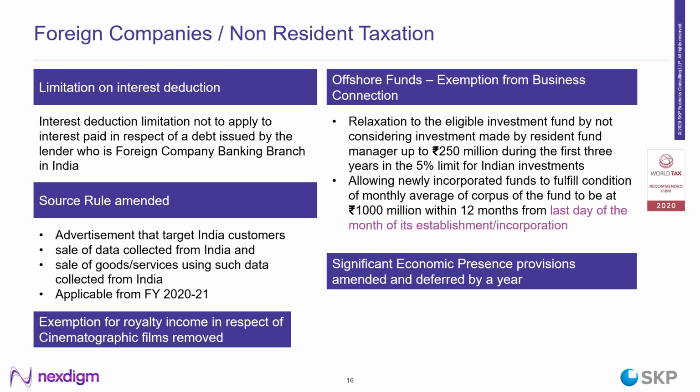Another addition was sale of data collected from India and sale of goods and services using such data. So if any data collection is happening in India which is helping foreign companies sell goods into India, that revenue also may be considered taxable in India under the source rule, subject to the treaty provisions. Further, one exemption provided on royalty taxation for cinematographic films has been removed, and now even royalty earned in respect of cinematographic films would be taxable in India.